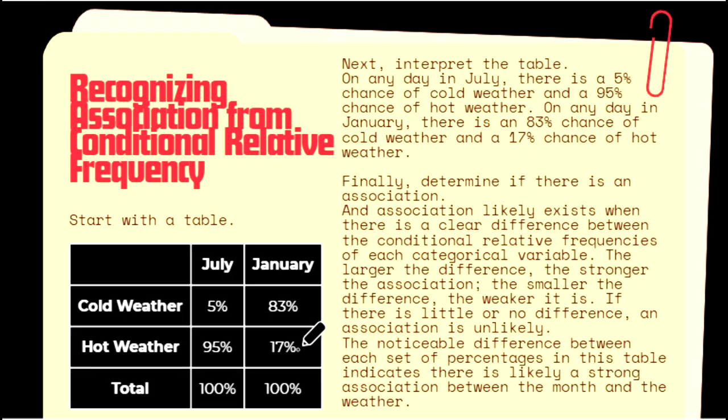Now we have to determine if there's an association. An association likely exists when there's a clear difference between the conditional relative frequencies of each categorical variable. The larger the difference, the stronger the association. The smaller the difference, the weaker it is. If there's little or no difference, an association is unlikely. There's a noticeable difference here between each set of percentages in this table, so there's likely a strong association between the month and the weather, which makes sense.